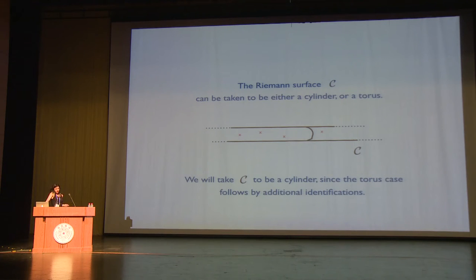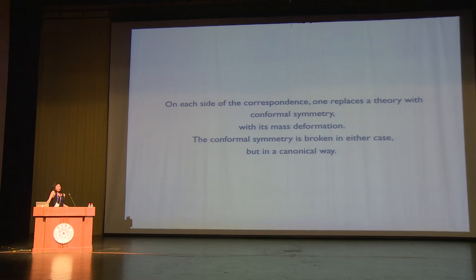The Riemann surface for our story can be taken to be either a cylinder or a torus. Now, I'll take C to be a cylinder because you can get the torus case by identifying the two ends. So it doesn't give rise to anything essentially new. So what we are doing here is on each side of the correspondence, we replace the theory with conformal symmetry with its mass deformation. So in either case, the conformal symmetry is broken, but it's broken in a canonical way. This is certainly true for the little string and appears to be true for these W-algebras as well.